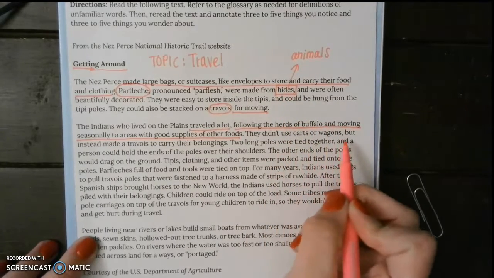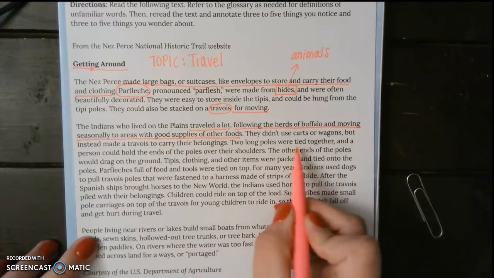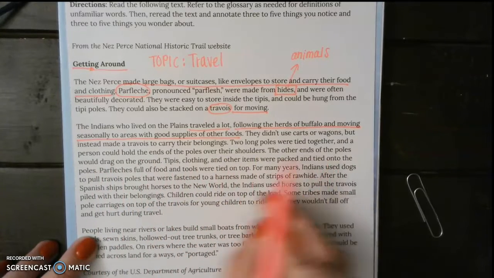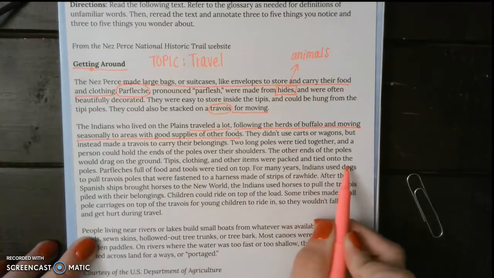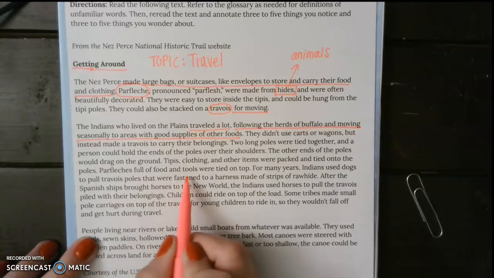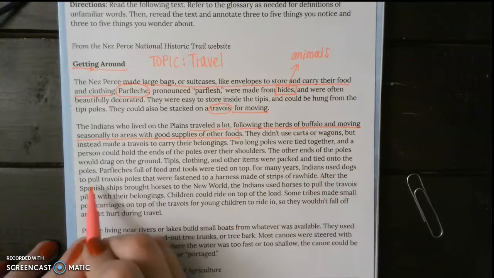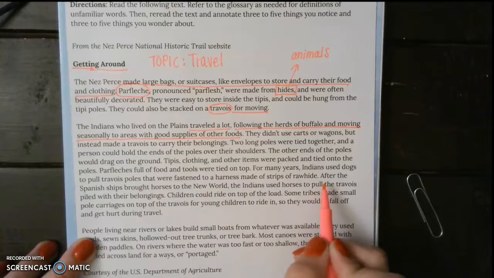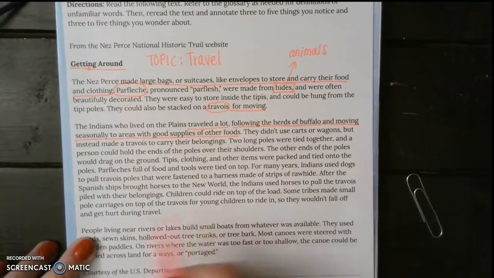It says they didn't use carts or wagons, but instead made a travois to carry their belongings. Two long poles were tied together, and a person could hold the ends of the poles over their shoulders. The other ends of the poles would drag on the ground. Teepees, clothing, and other items were packed and tied onto the poles. Parfleches, full of food and tools, were tied on top. For many years, Indians used dogs to pull travois poles that were fastened to a harness made of strips of rawhide.